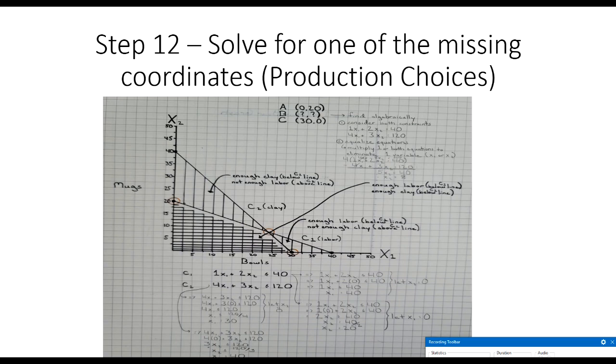1 minus 4 doesn't eliminate anything. 2 minus 3 doesn't eliminate anything. So what I have to do is algebraically transform one of these two equations. I have to transform by multiplying every aspect of the equation by something. We equalize the equations by multiplying one or two of the equations to eliminate one variable. In this situation, what I did was I multiplied equation number 1, 1x1 plus 2x2 equals 40, by 4. I multiplied this aspect, and this aspect of the equation by 4.